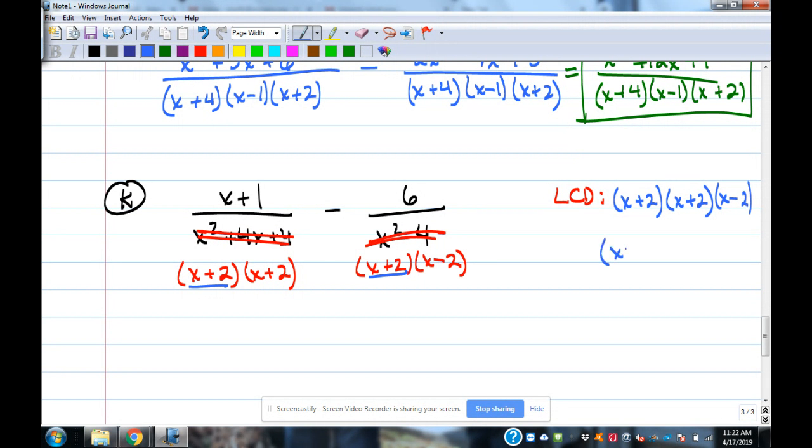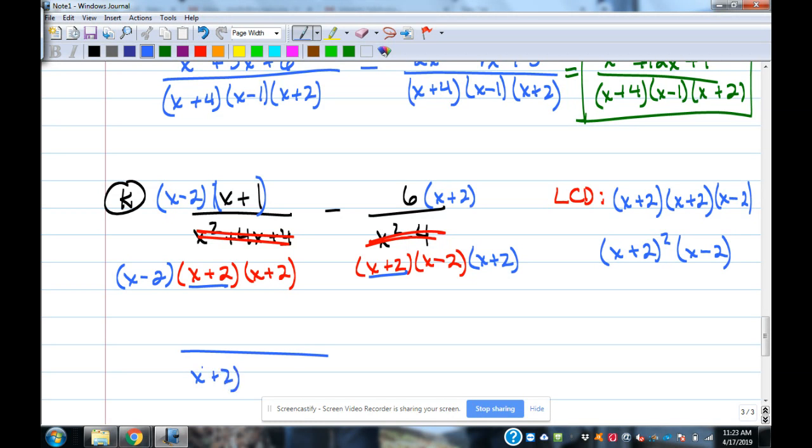So when I write my least common denominator, I'm going to write it like this. X plus 2 squared and then x minus 2 because that's the same thing. It's just shorter to write. So that's what I'm going to do. All right, so what does the first fraction need? It needs an x minus 2. So I'm multiplying it, that top, by x minus 2. The second fraction needs another x plus 2. That's where those are coming from. And so that's going to give me denominator of x plus 2 squared, x minus 2.